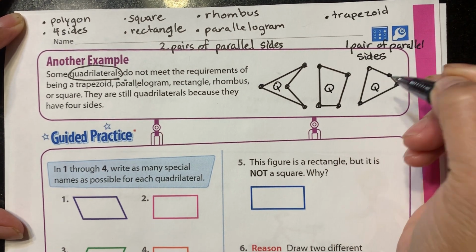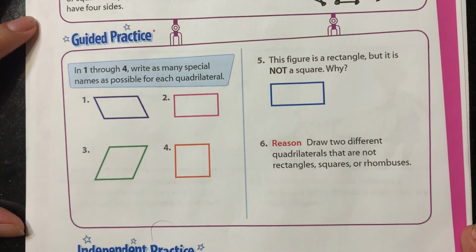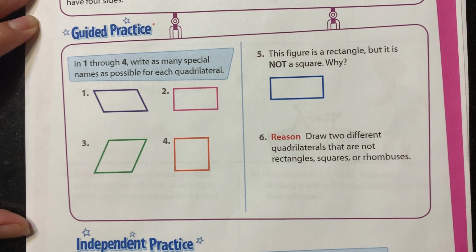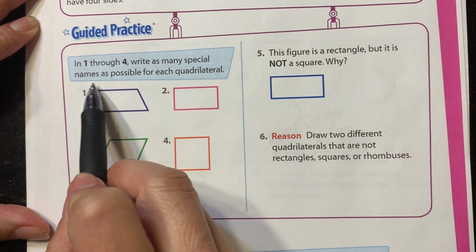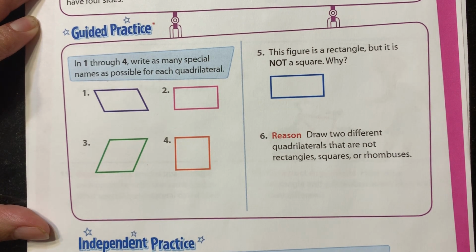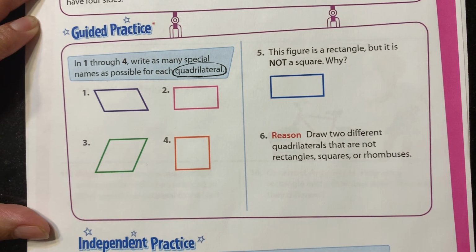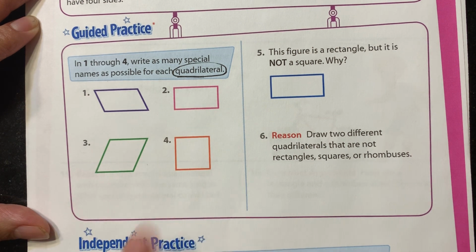No special names. And talking about names, in your first few questions in the guided practice and in the independent practice, they're asking you just that. They want to know how many special names these shapes have. In questions 1 through 4, write as many special names as possible for each quadrilateral. Now, we don't have to write quadrilateral because they already told you that it was a quadrilateral. So I'm going to go ahead and work on number 1 and number 3, and you do 2 and 4 by yourself.